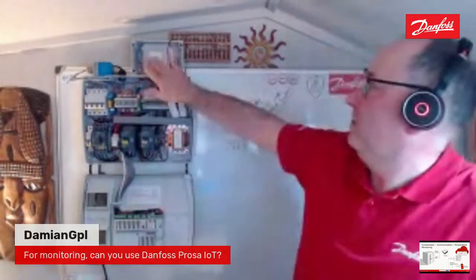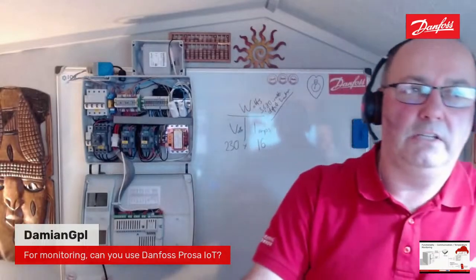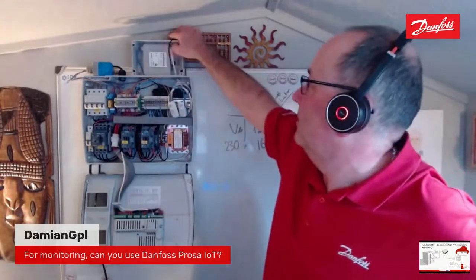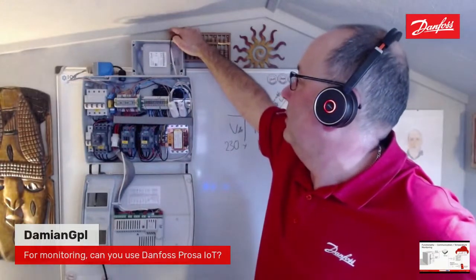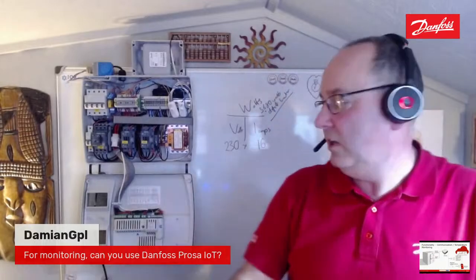Sorry to flip about a bit, but while we're talking about Prosa, this is basically the functionality of Prosa. We've got our PRSC4, which is what I've got in the little box up there, and you can have a door sensor and a temperature sensor within the cabinet, and that gives information into the cloud via GPRS. This is the aerial for the GPRS, and there's also local Bluetooth connectivity.